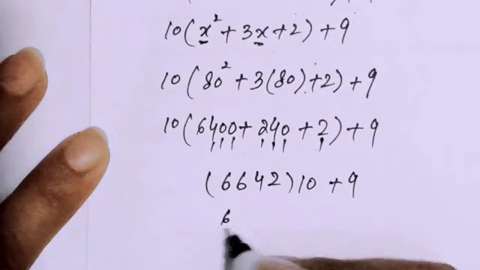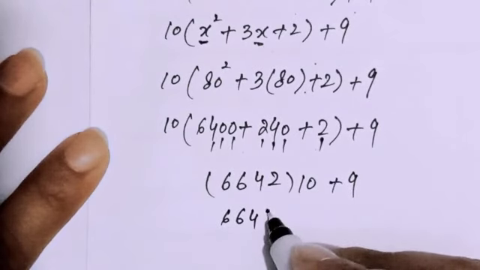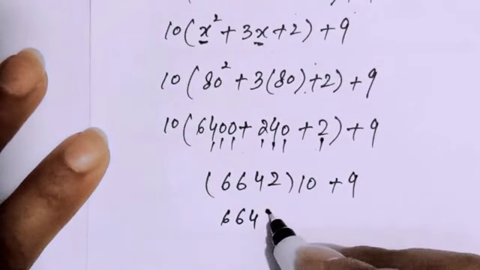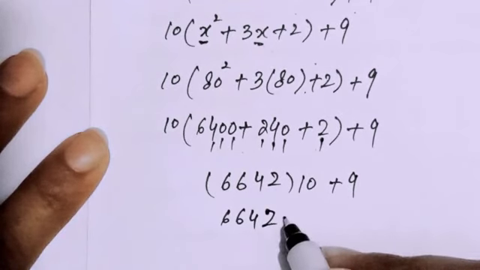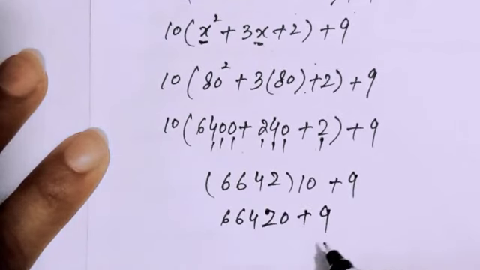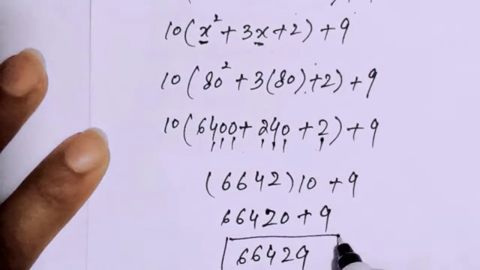So 6642 multiplied by 10 will be 66,420, plus 9. So it will be 66,429. That is the answer.